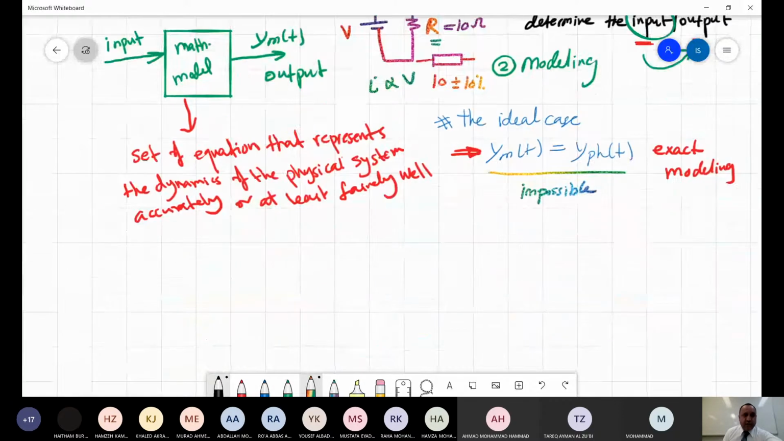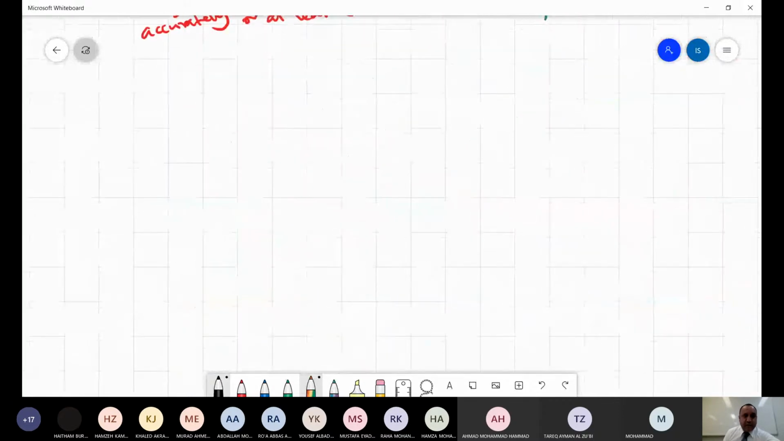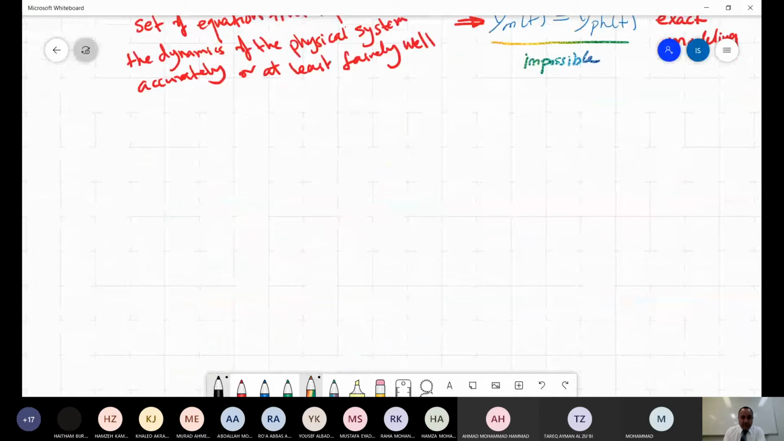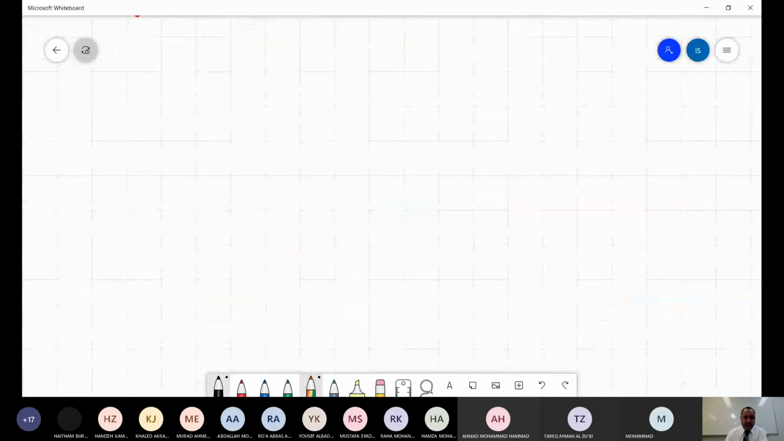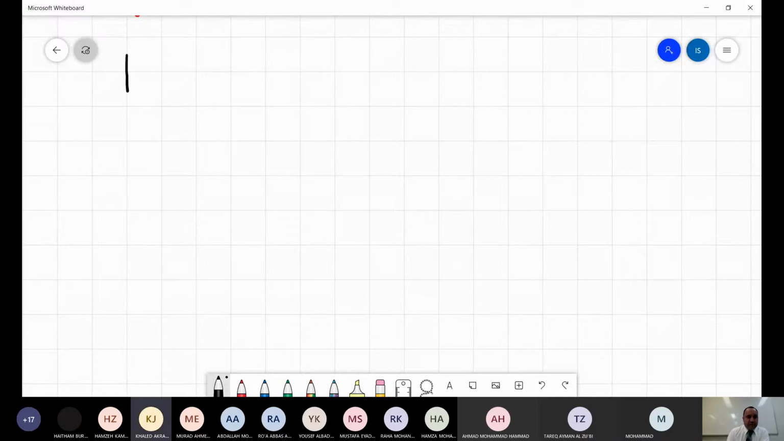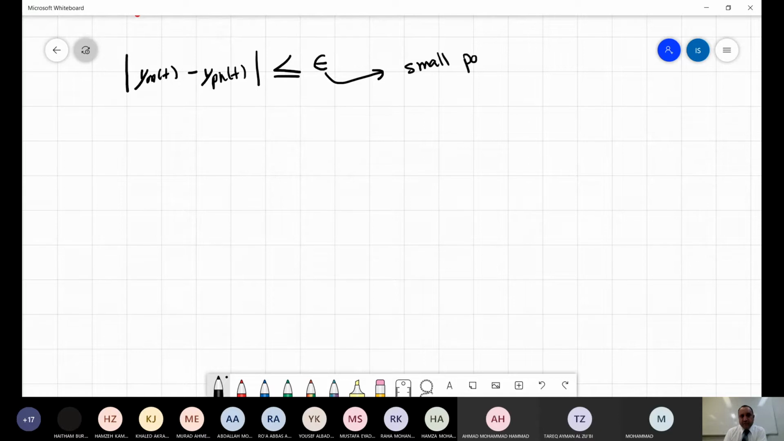So the best that we can have is for the model to be fairly good, to capture the main features of the system, which means that the absolute value of the difference between y math of t minus y physics of t is less than or equal to a certain constant, and this one is a small positive number, epsilon, let's say.